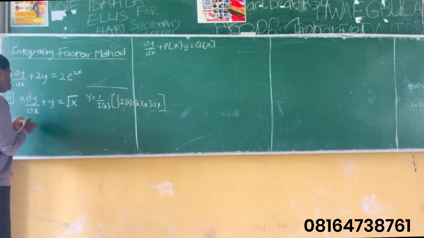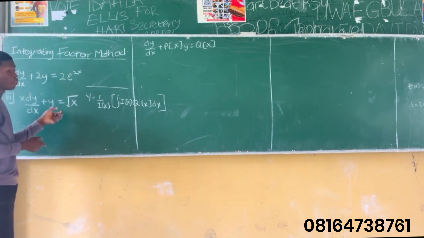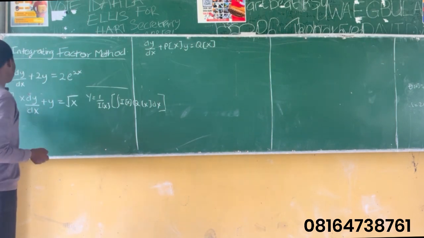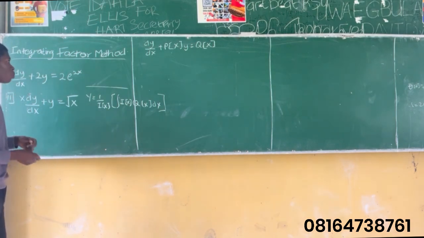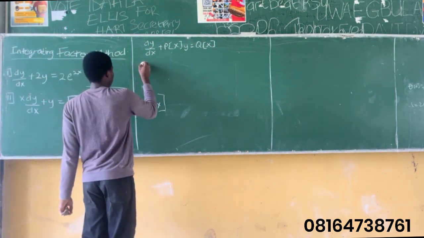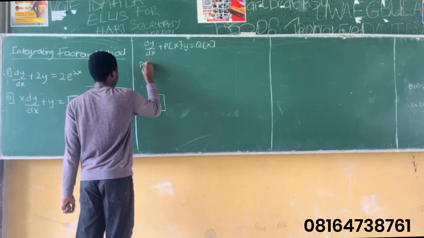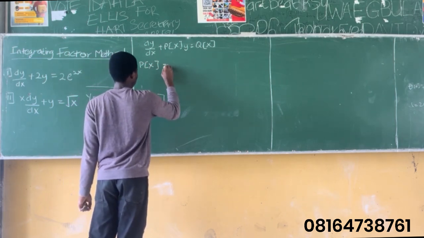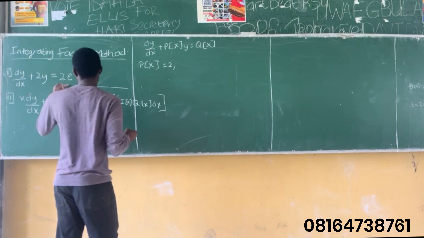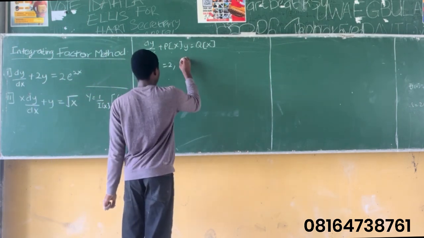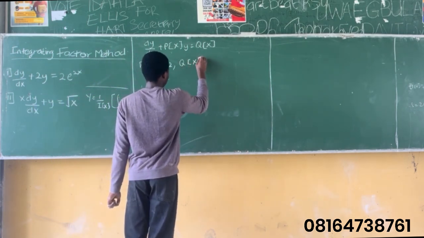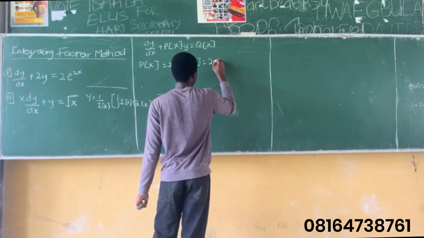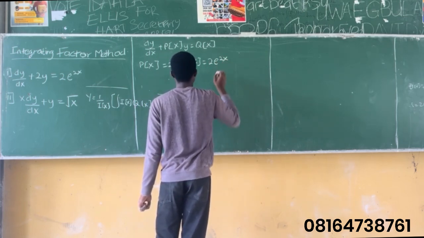In this equation, we're also going to work out the value of p(x) and the value of q(x). So firstly, we are going to be attempting this first equation. Now, let's write out our value of p(x). p(x) is equal to 2 and q(x) is this: q(x) is equal to 2e raised to the power 2x.